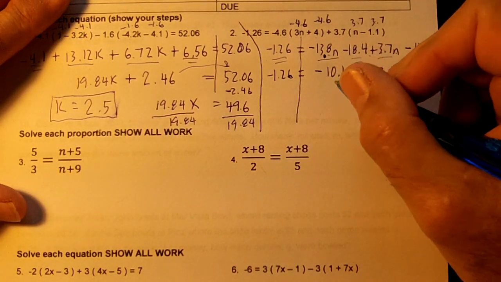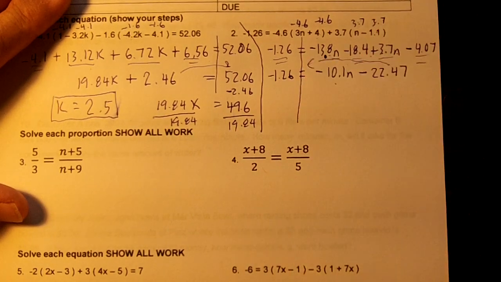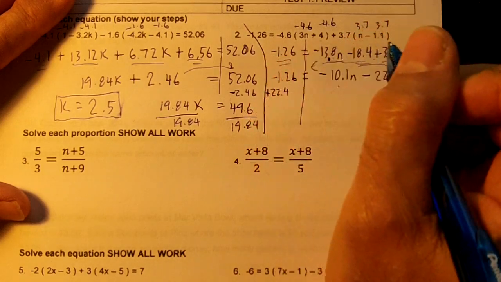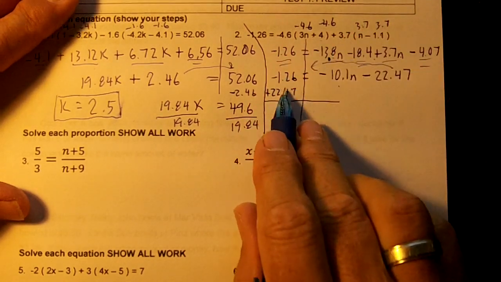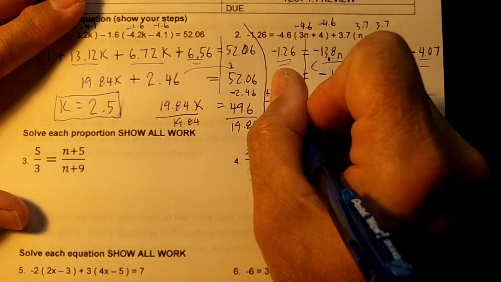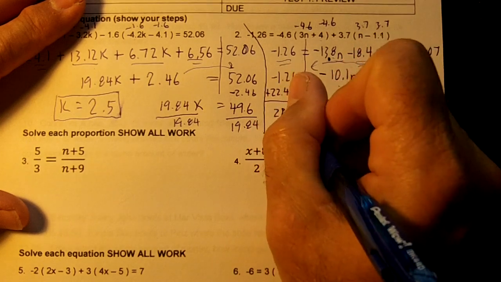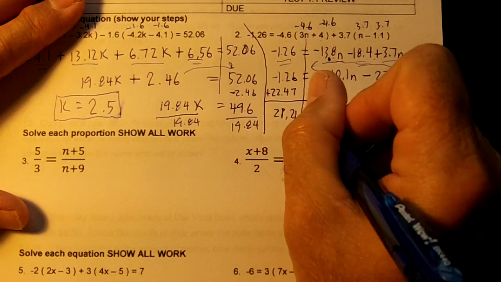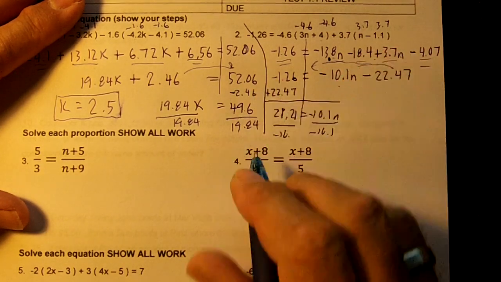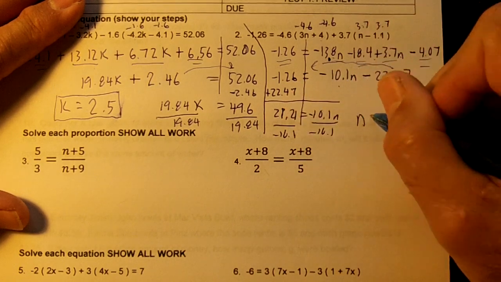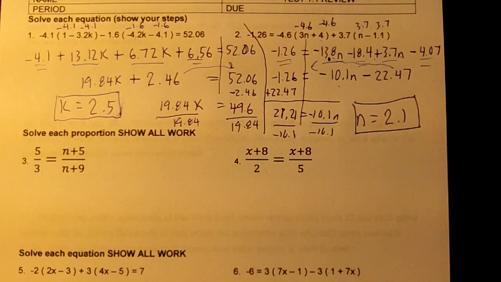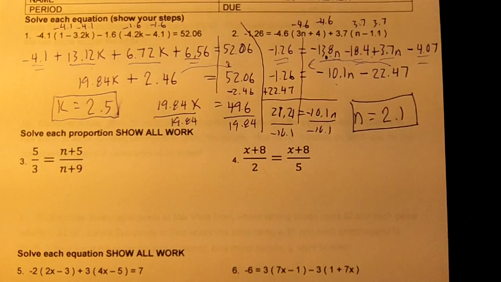And then the next step, this is my only letter, so this has got to go across to the other side. So the opposite of minus 22 and 47 hundredths is plus 22 and 47 hundredths. Okay, if I subtract those, I get 21 and 21 hundredths equals negative 10.1 n. Divide by negative 10 and 1 tenth. And you will get n equals 2 and 1 tenth. Make sure you're showing your steps. This is real similar to what will be on your test.